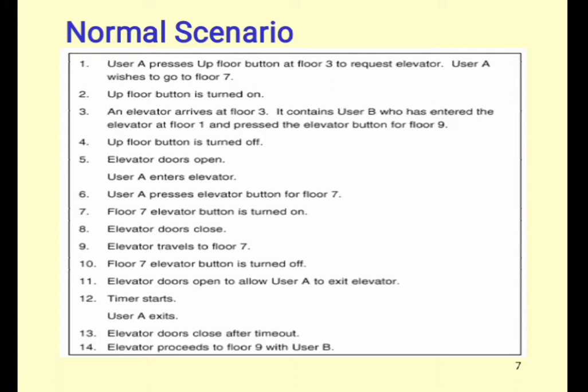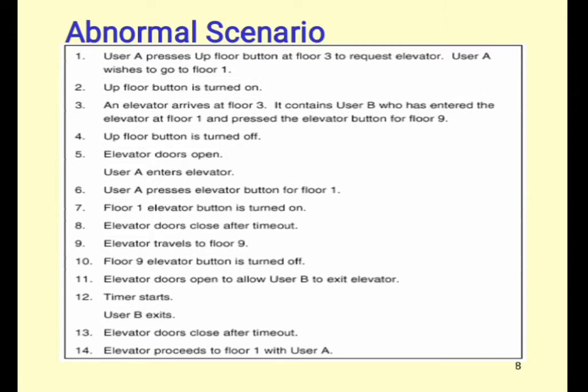The floor 7 elevator button is turned off and the doors open again to allow the user to exit the elevator. The timer starts, user A exits, the elevator door closes after timing out and it proceeds to floor 9 with user B. This is the normal scenario, but the abnormal scenario is exactly opposite, in which user A presses a button from 1 to 3 the same, but instead of floor 9 it goes to floor 1, the floor 1 elevator button is turned on and lastly it proceeds to floor 1 with user A. This is an abnormal scenario for the elevator.